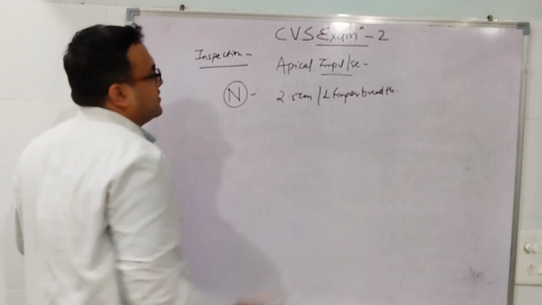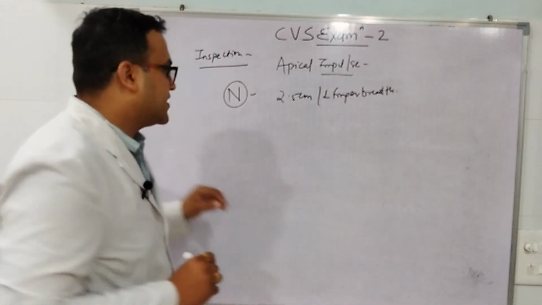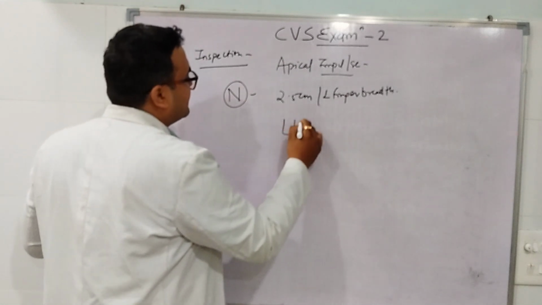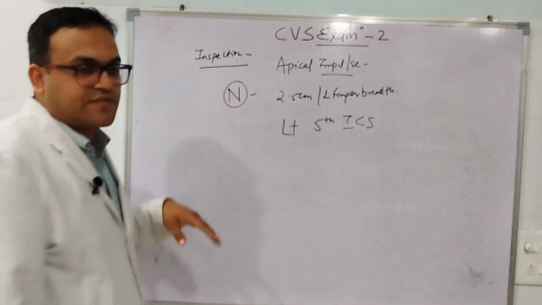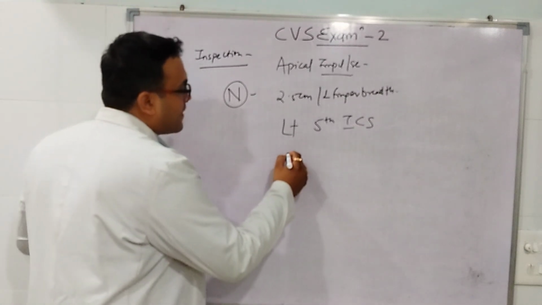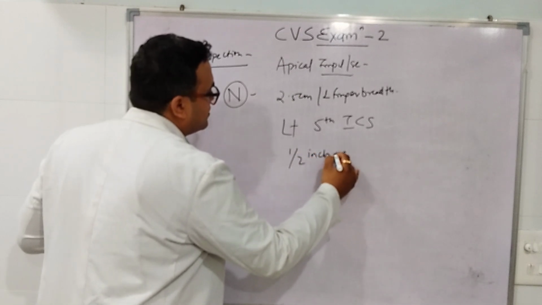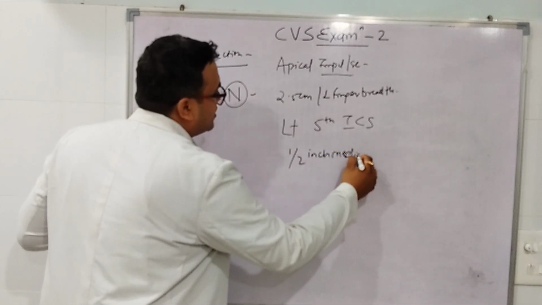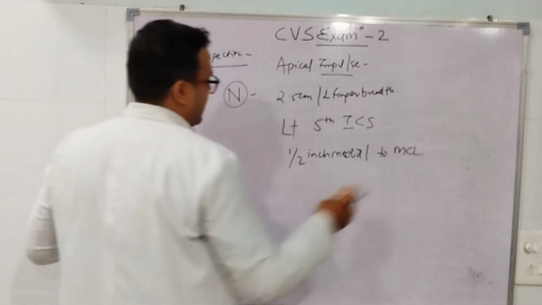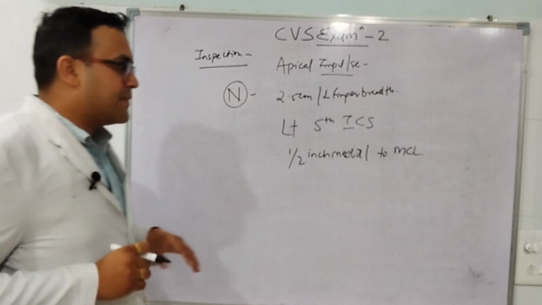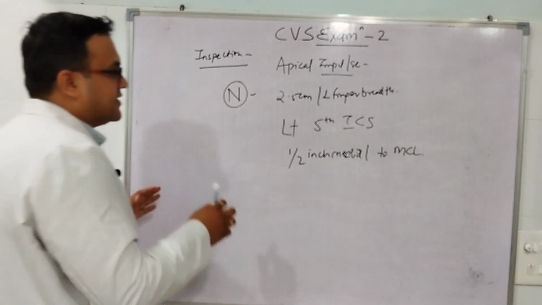Its extent is 2.5 centimeter or 1 finger breadth. It is present in the left fifth intercostal space, half an inch medial to the mid clavicular line. So that is the normal apical impulse.